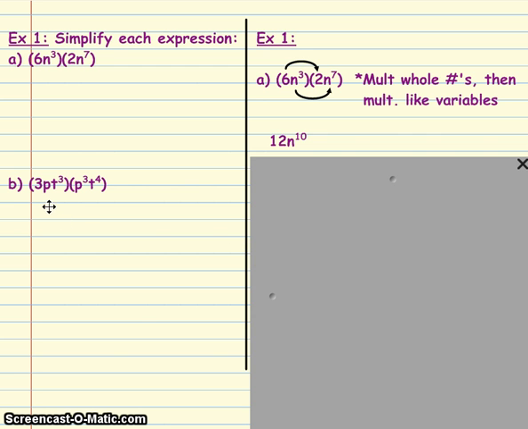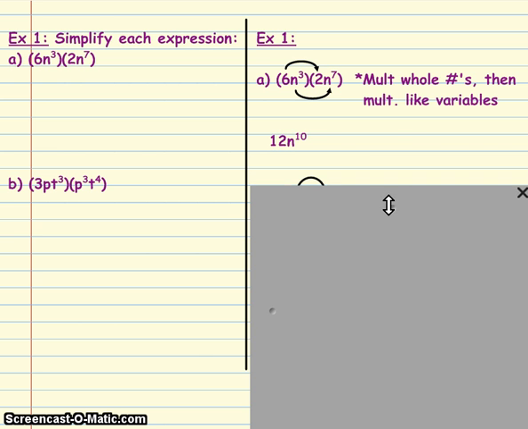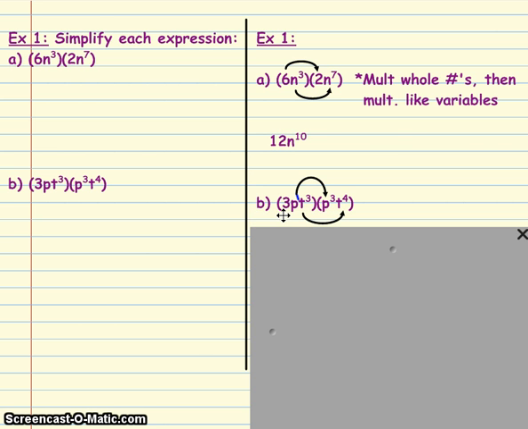Next one, we've got 3p t to the third power times p to the third power t to the 4th power. And we're going to follow the same general rules. We're going to multiply the whole numbers. So we've got a whole number 3. We don't have a whole number over here, so it's like a 1, so 3 times 1 is 3.